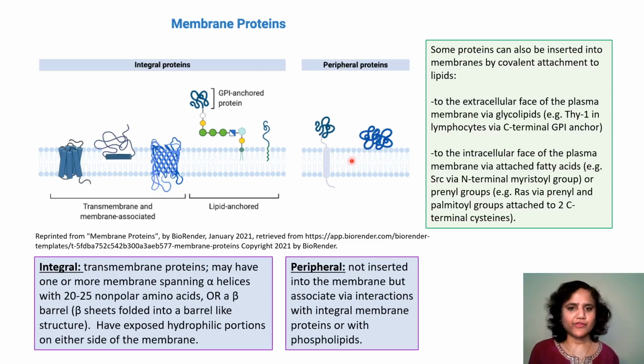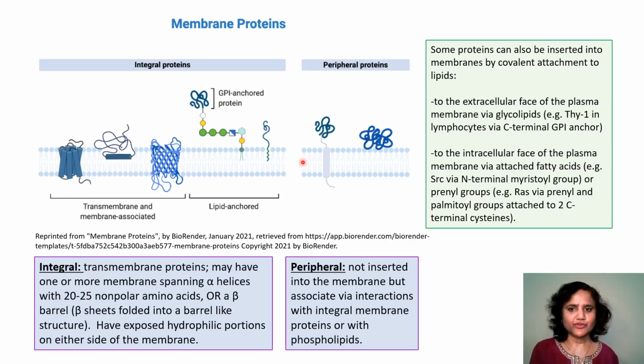Peripheral membrane proteins, on the other hand, are not directly inserted into the membrane, but they associate via interactions with other proteins or with phospholipids. Some proteins can also be inserted into the membrane by covalent attachment to lipids. For example, to the extracellular face of the plasma membrane via glycolipids. For example, the Thy1 antigen in lymphocytes via the C-terminal GPI anchor shown here.